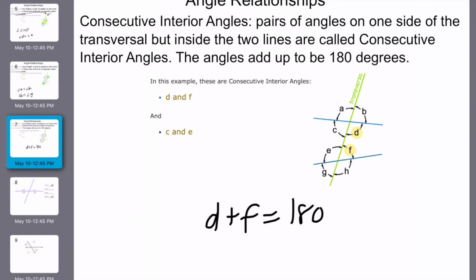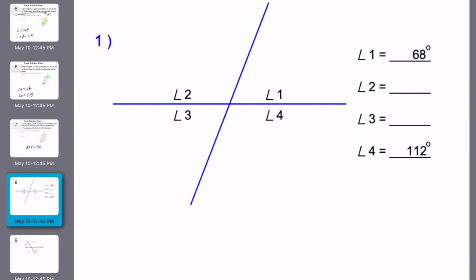So let's try this out. Let's try to find some missing angles using what we know, using these relationships. So here's our first example. Angle 1 we know is 68 degrees, and we also know that angle 4 is 112.